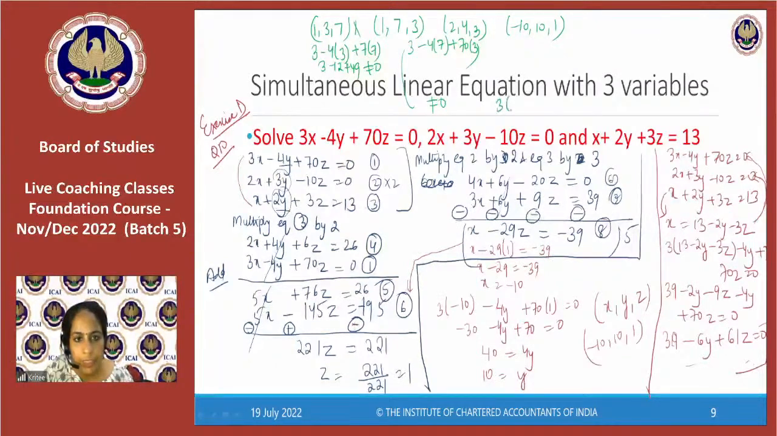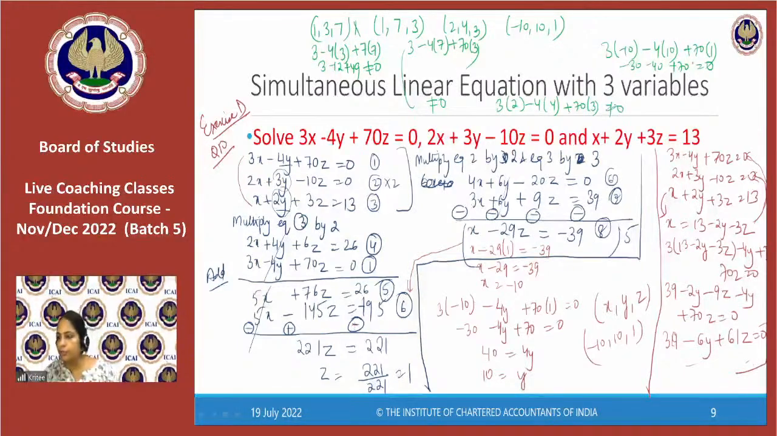Then 3 into 2 minus 4 into 4 plus 70 into 3. Again, this is not equal to 0. Then the last one, 3 into minus 10 minus 4 into plus 10 plus 70 into 1. So minus 30 minus 40 plus 70 clearly is equal to 0. Hence, my answer is the fourth option. So you can do it this way as well. Yes, Jasgun has understood this. We can check by putting in the answer options.